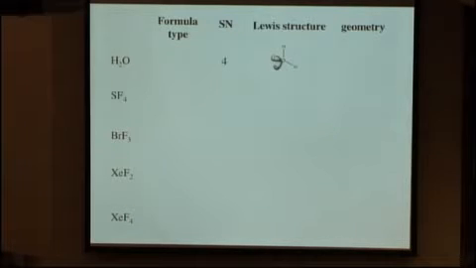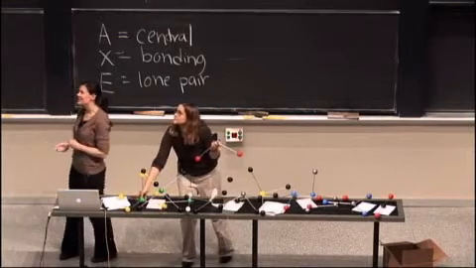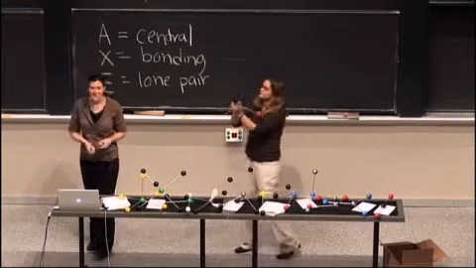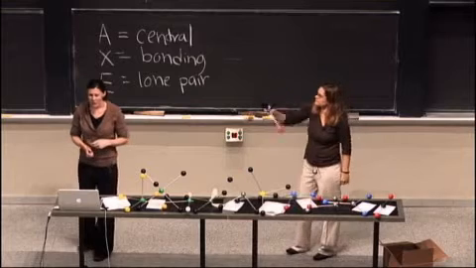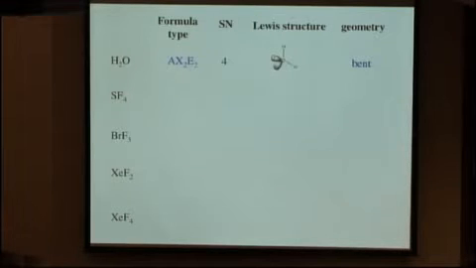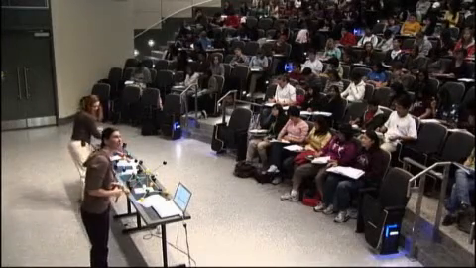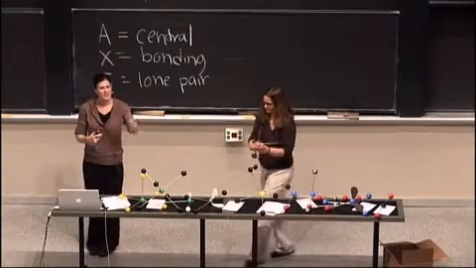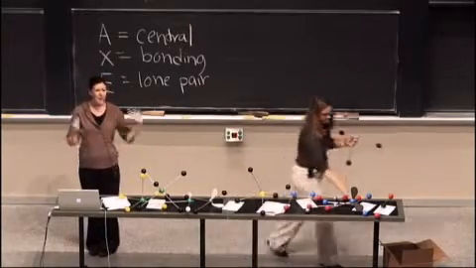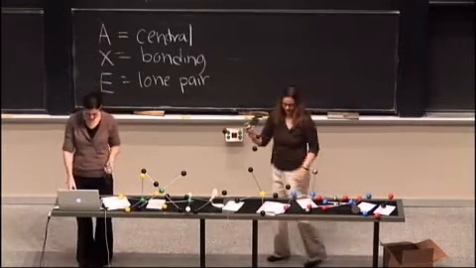When we talk about the formula type of water, what would you say the formula type is? Okay, AX2E2, that's correct. And what is the geometry of water? It's bent. So what we saw at the beginning of class was water is bent, and now you can see why and should be able to predict that yourself. I just want to mention that depending on the edition of the book you have, in one edition it's called bent, in the other edition it's called angular. We'll call it bent, but just remember that bent and angular, they're the same geometry.